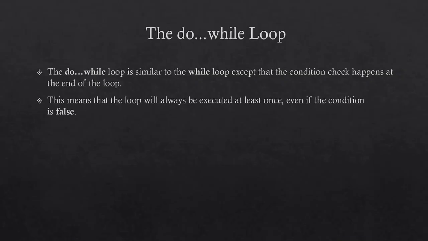In this video, we will be discussing the do-while loop. The do-while loop is similar to the while loop, except that the condition check happens at the end of the loop. This means that the loop will be executed at least once, because the condition is checked at the end. And even if the condition is false, the statement will be executed once and checked once at the end.